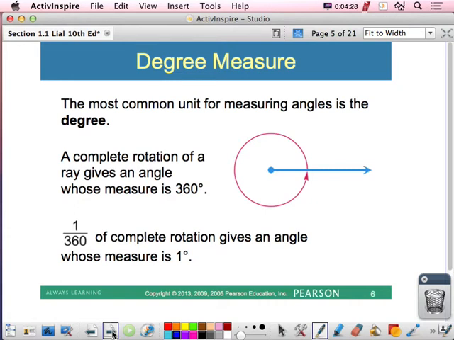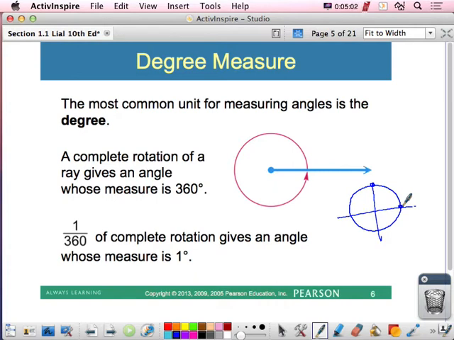Now we have a little more trouble visualizing 1 degree. But if I take a circle and I go from here to just here, if I stop here, how many degrees have I gone? 90. That's what's nice about 360 degrees, is that it's divisible by a lot of numbers. It's divisible by 30, by 45, by 90, and by 60. And those are all geometrically important measures.